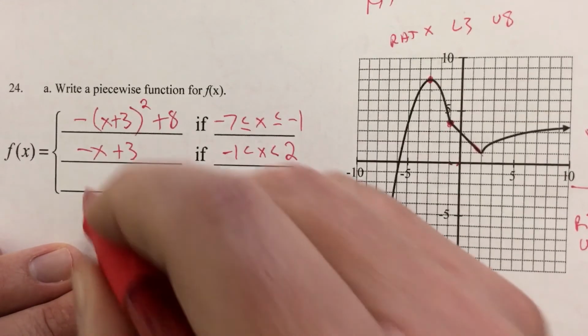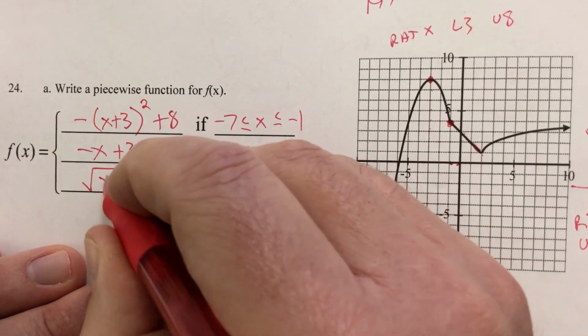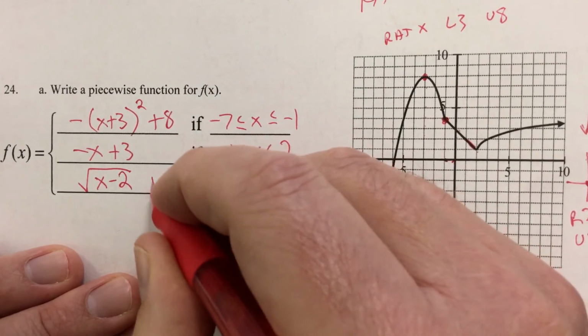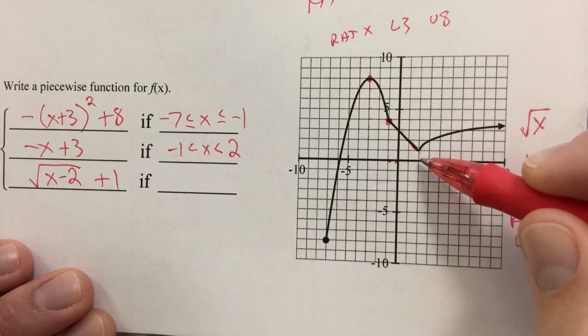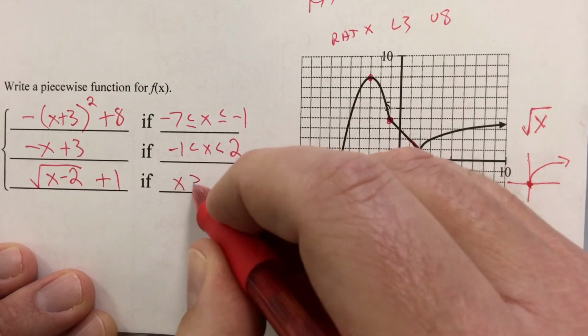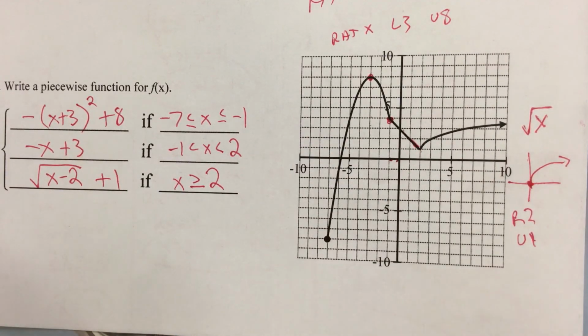Now, how do we get a square root to move, let's say, right 2? Well, on the inside, put a -2. How do we get it to move up 1? On the outside, put a +1. And what x value is that? That's starting at x is 2 and anything to the right, so x is greater than or equal to 2. And you don't need to put to infinity if it's written in that notation.